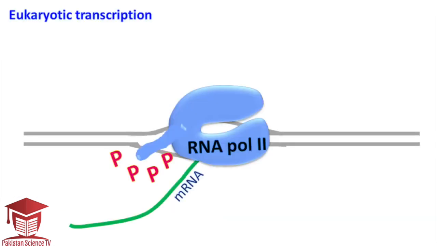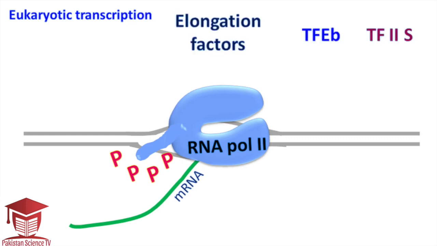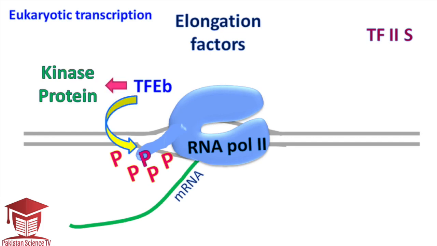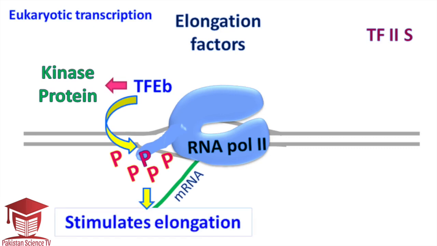Transcription elongation. Once RNA polymerase has initiated transcription, it shifts into the elongation phase. The transcription factors that help in elongation are called elongation factors. There are 2 such elongation factors, TFIIB and TF2S. TFIIB is recruited to polymerase by transcription activators. TFIIB is a kinase protein and phosphorylates serine residues in the C-terminal domain of the polymerase. This phosphorylation stimulates elongation.